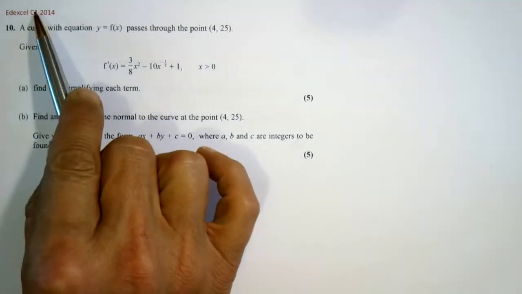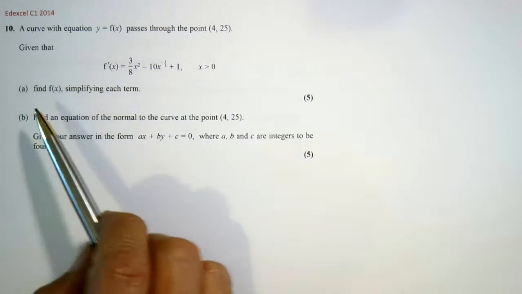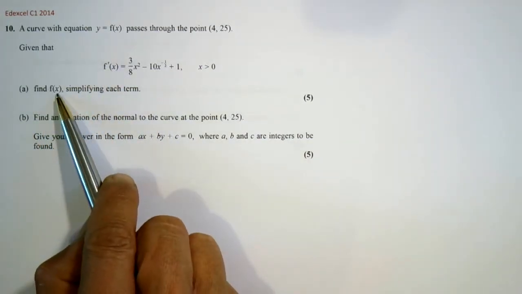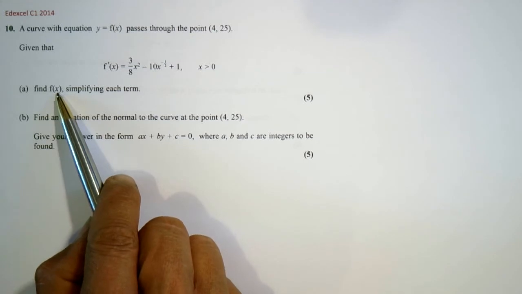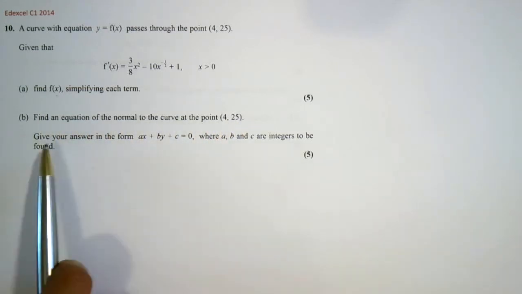Question number 10, Edexcel C1 2014. We've got a curve, this one. I'm going to undo that differentiation to find f of x. And we can find c because we're given a point that the line goes through. And find the equation of the normal to the curve.